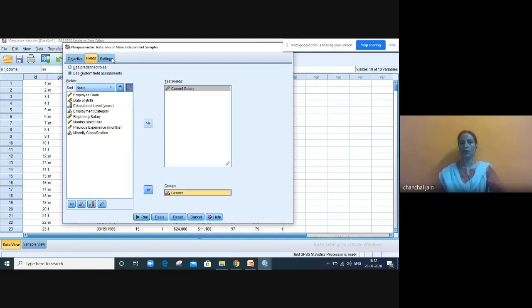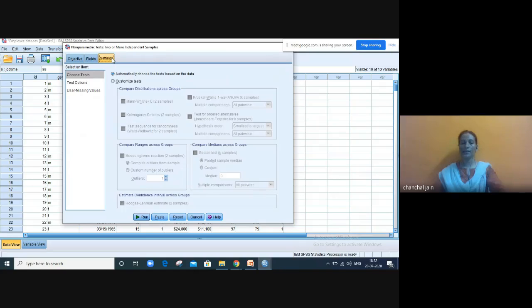And lastly, you need to click on the Settings tab. When you click on the Settings tab, you can see there are two options: automatically choose the test based on the data, and the customized test. Automatically choosing the test based on the data means SPSS can work it out even when you are not giving any instruction.